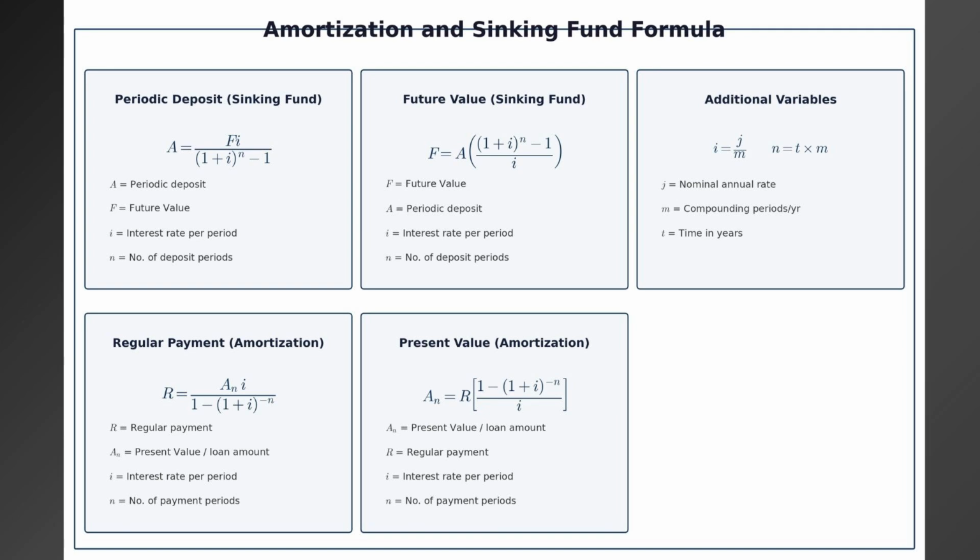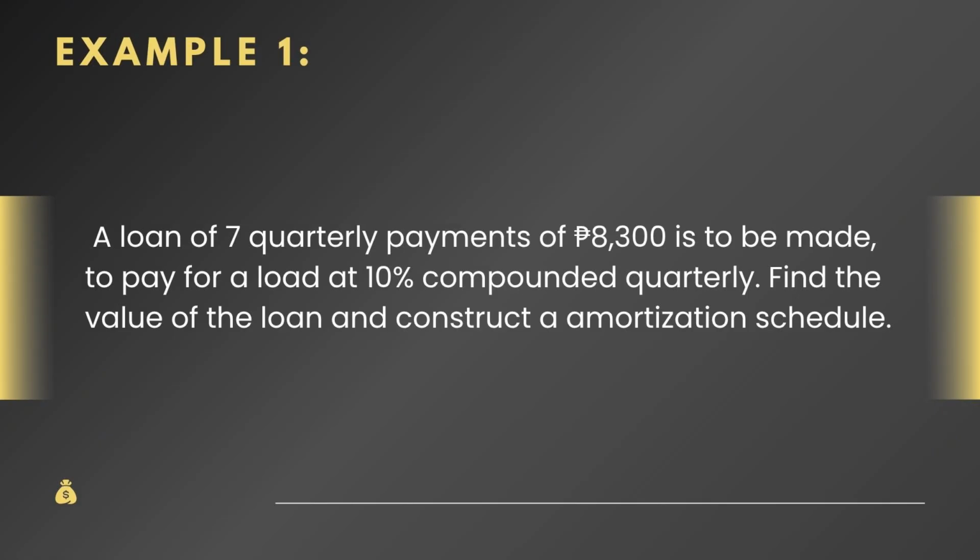Now, let's apply these formulas to four examples. Example number 1. A loan is to be repaid through 7 quarterly payments of 8,300 each at an interest rate of 10% compounded quarterly. Let's find the value of the loan and construct an amortization schedule.